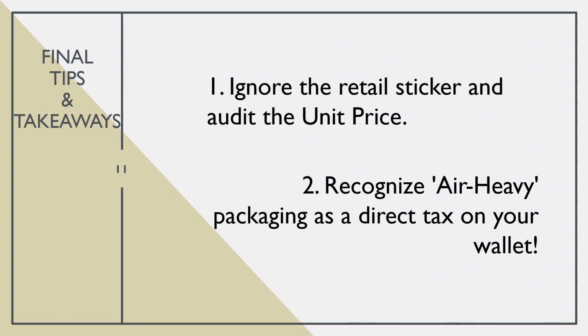To conclude, here is the strategy for the calculated consumer. First, ignore the retail sticker and audit the unit price. Second, recognize air-heavy packaging as a direct tax on your wallet. By bypassing these algorithmic traps and choosing density over volume, we reclaim control over our spending. We move from being passive shoppers to informed analysts.